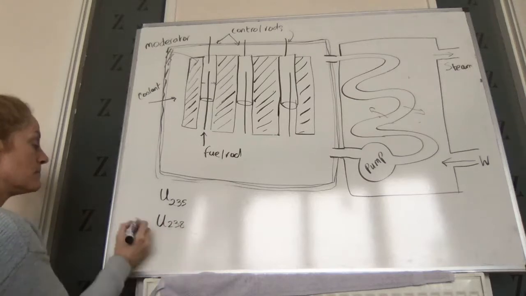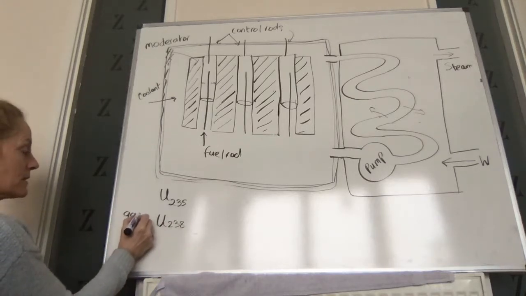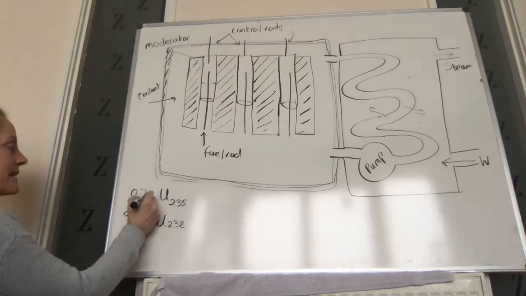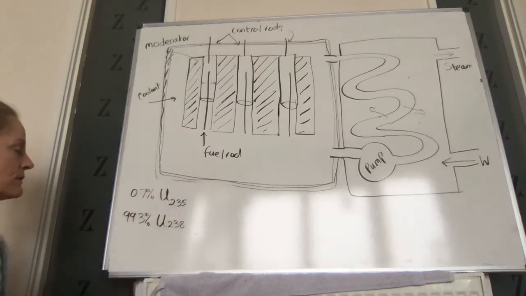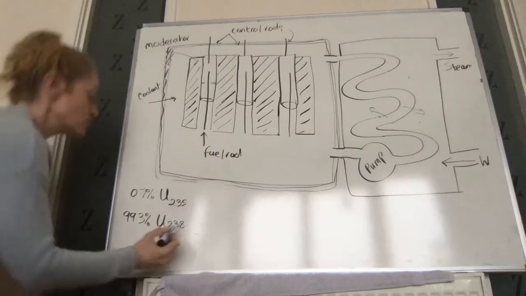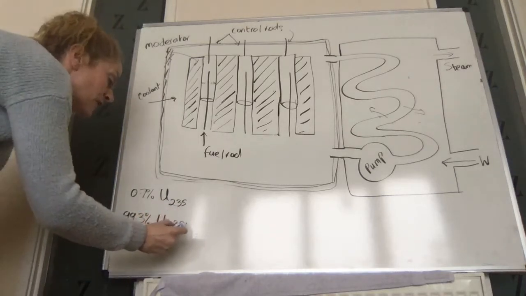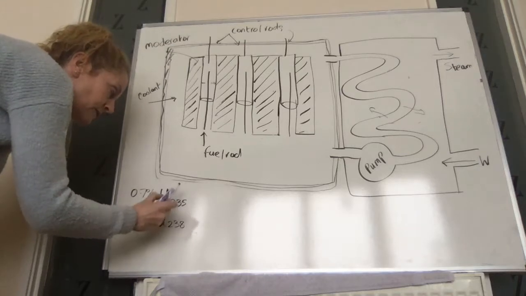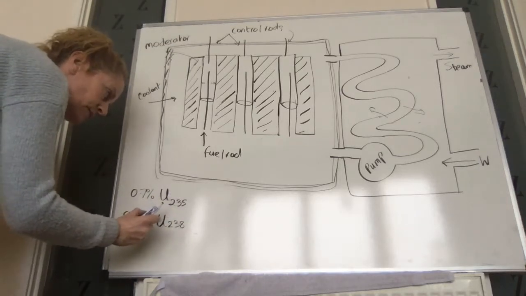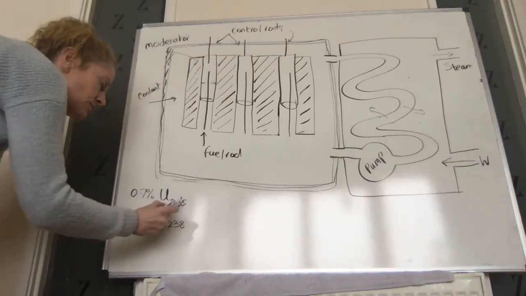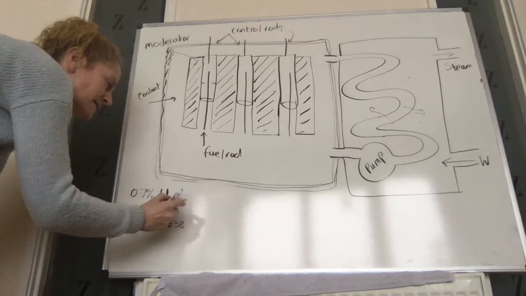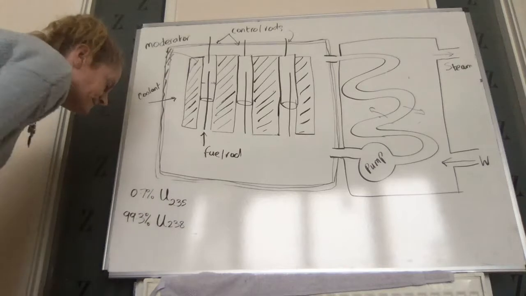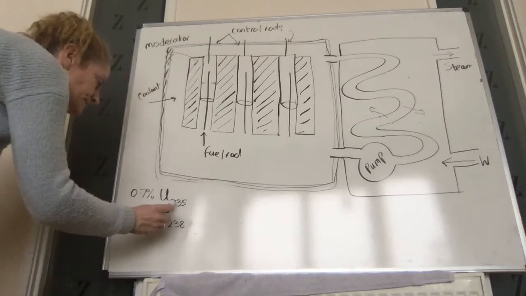uranium-238. Most of it, 99.3% of it, is uranium-238, and only 0.7% of it is uranium-235. Uranium-238 will not undergo fission. Uranium-235 will undergo fission. It will undergo fission whether it has fast or slow moving neutrons.